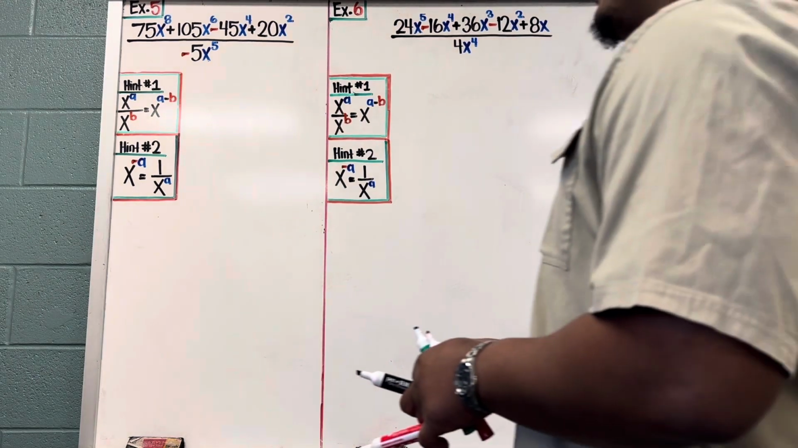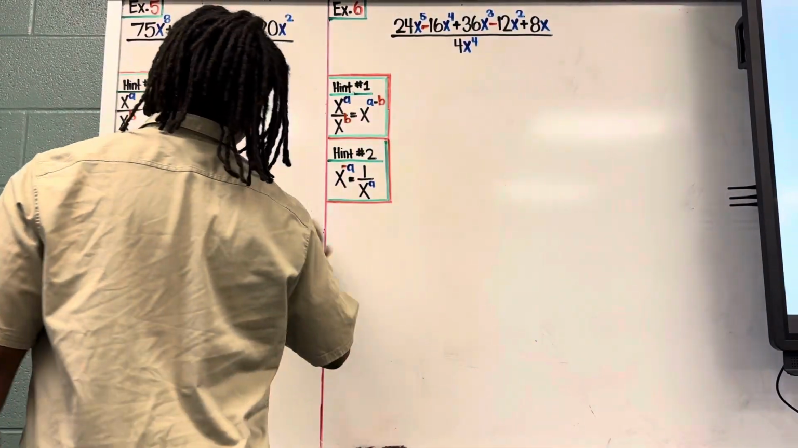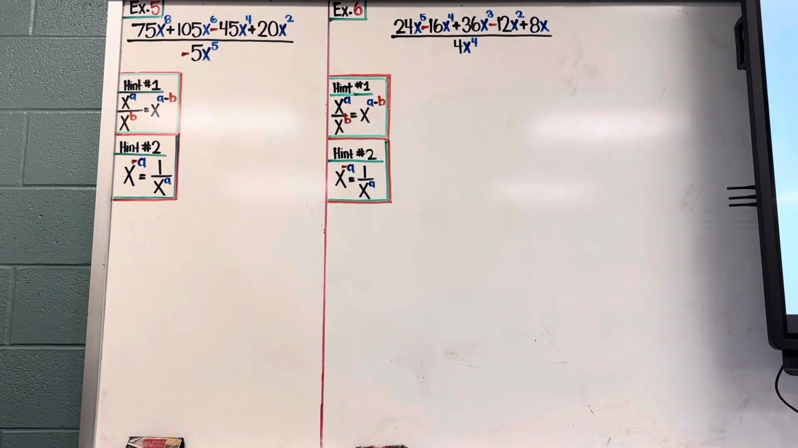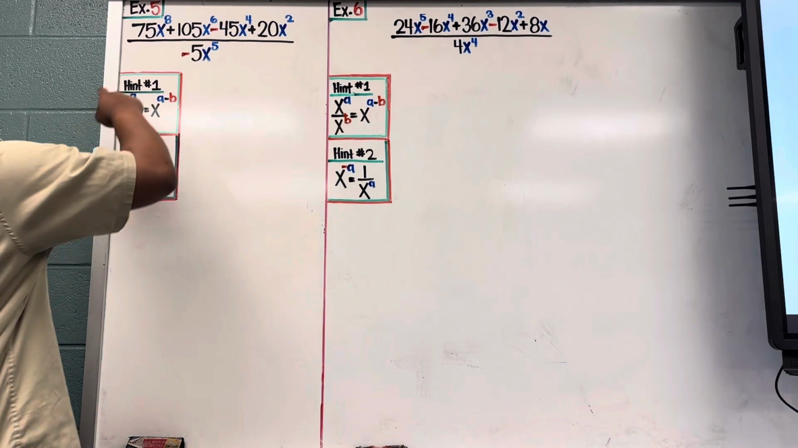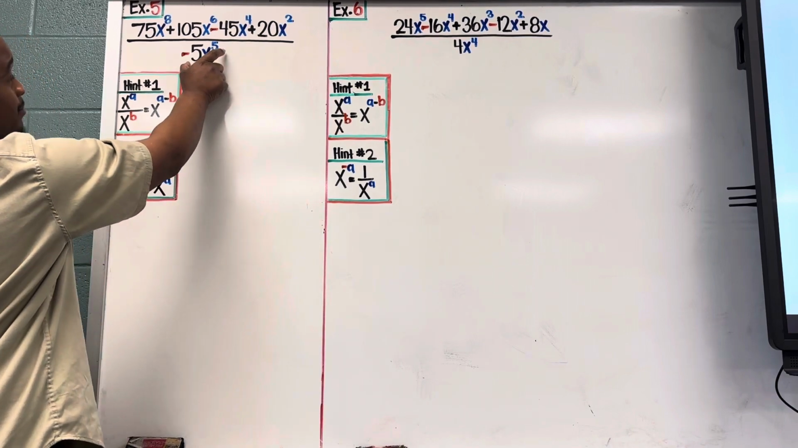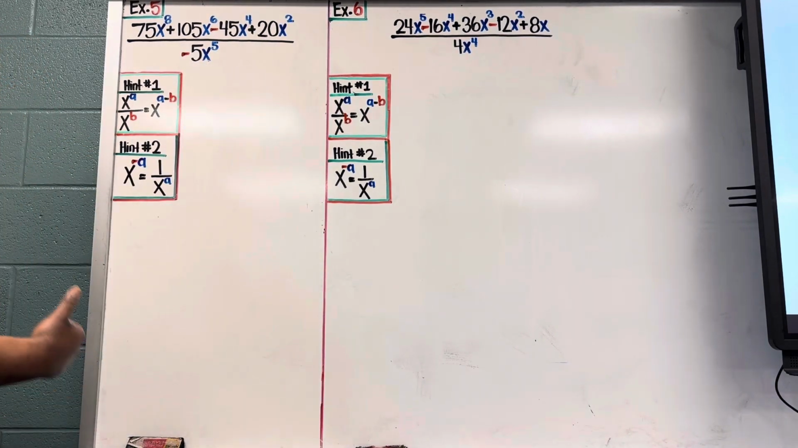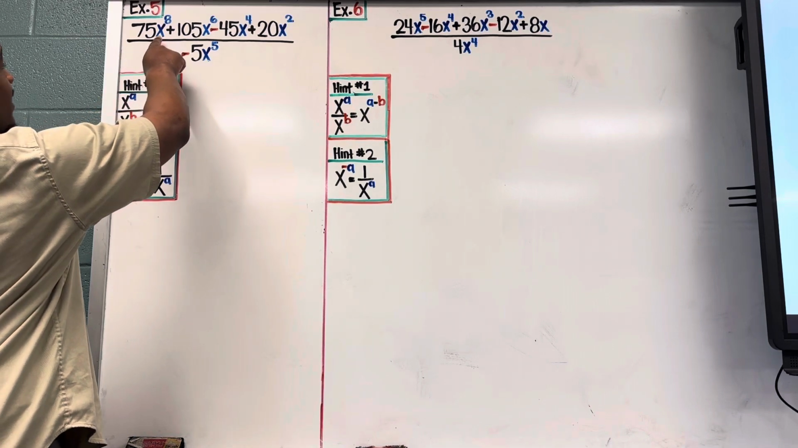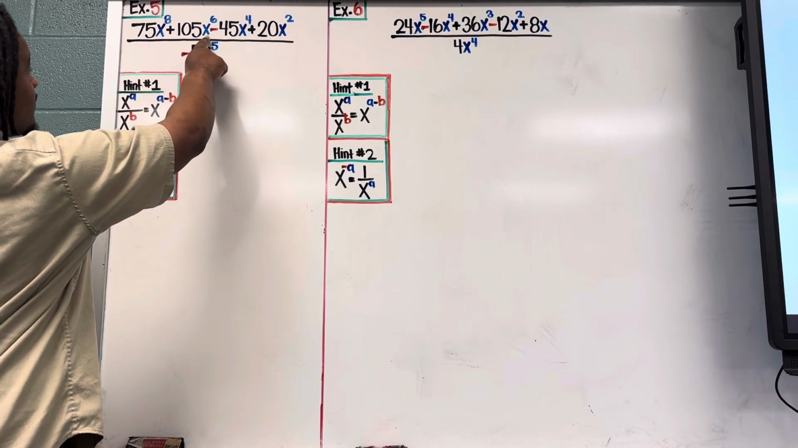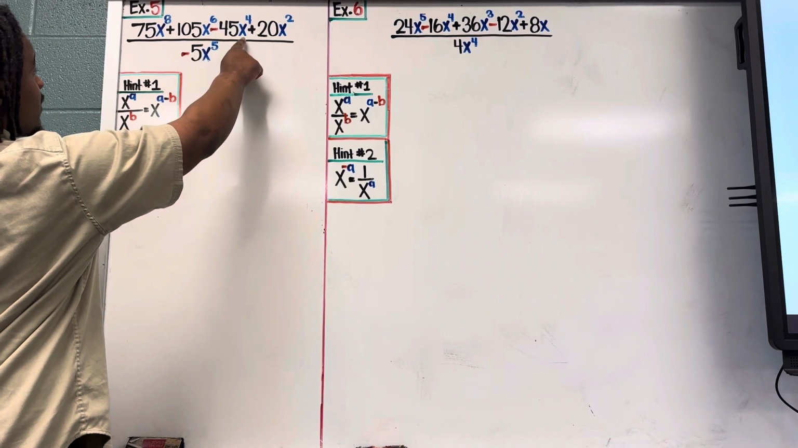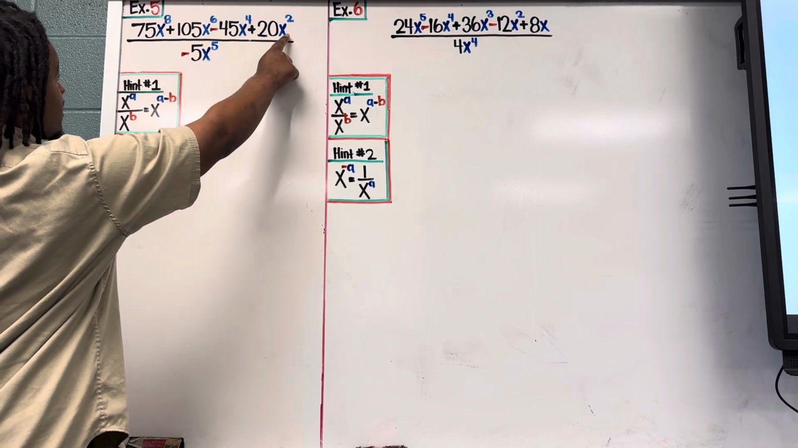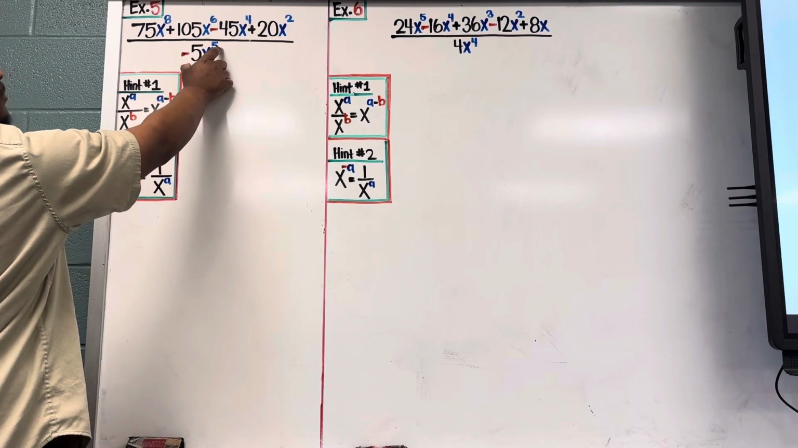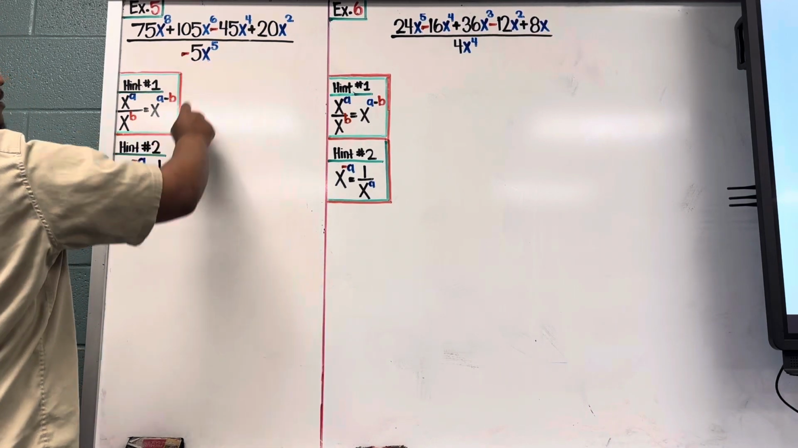Today, guys, I want to go over example 5 and example 6 of how to divide polynomials with monomials. How to divide a polynomial with a monomial. In example 5, I have this polynomial of 75x to the 8th power plus 105x to the 6th power minus 45x to the 4th power plus 20x to the 2nd power. And I'm going to divide this whole polynomial by this monomial of negative 5x to the 5th power.